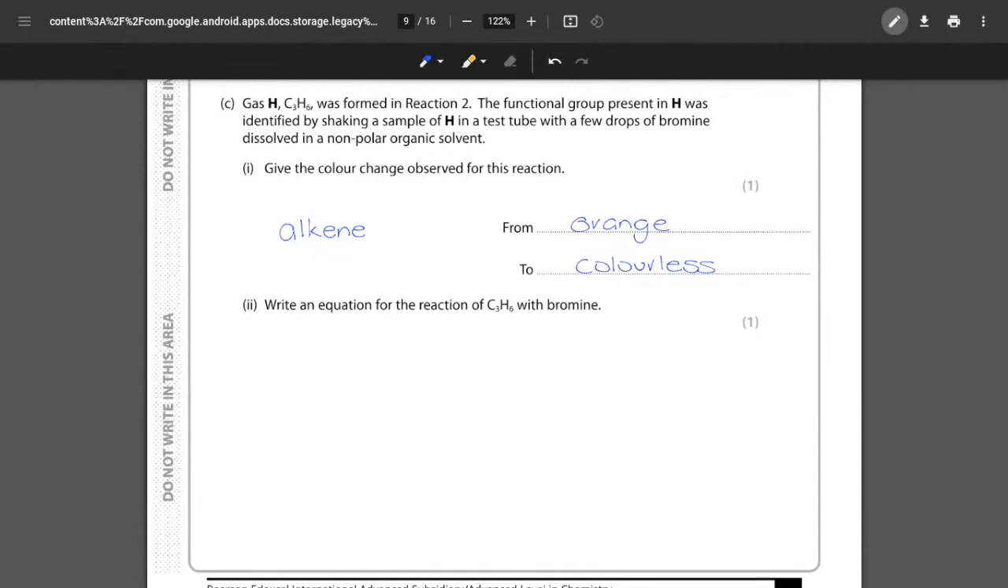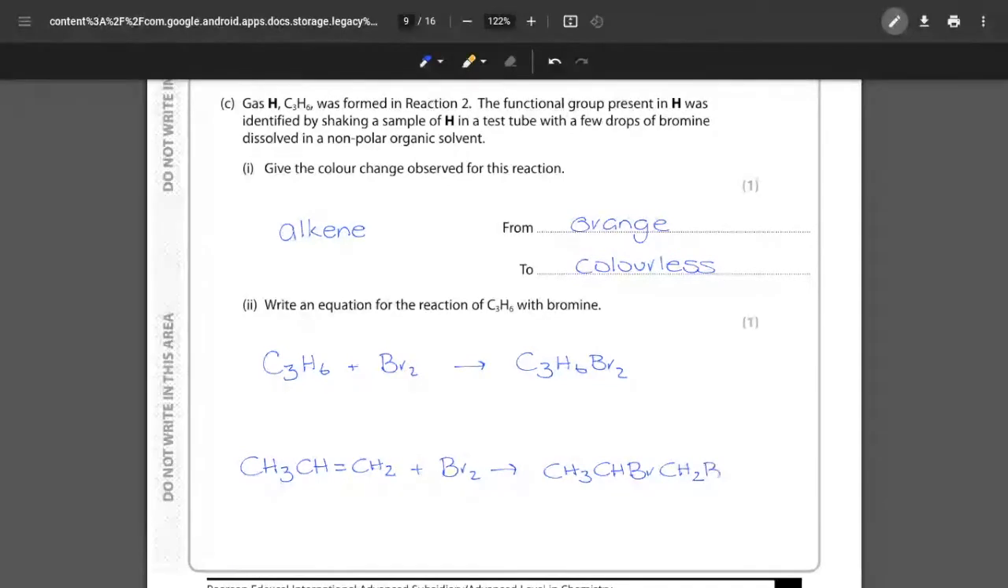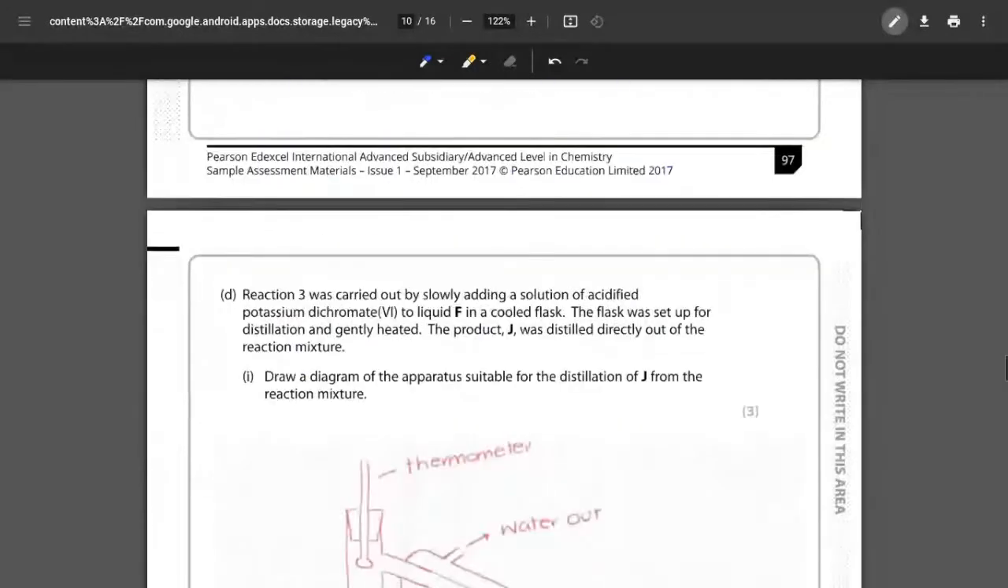Now we want to write an equation for the reaction, and there's 2 ways that you can write this out. You could either write it as C3H6 plus the Br2 to give us C3H6Br2, so just in the molecular formula, or you can write it out as your structural formula, which would be CH3CH double bond CH2 plus the bromine in this addition reaction. So we get our CH3CHBrCH2Br. Either one would get you all of the marks there. No state symbols being required.